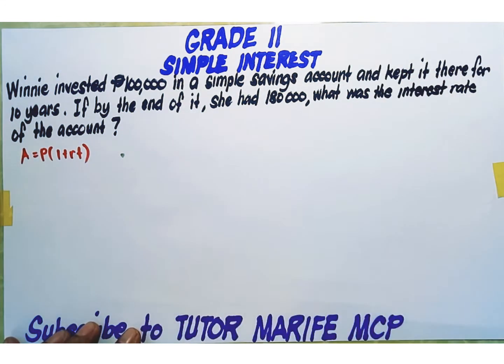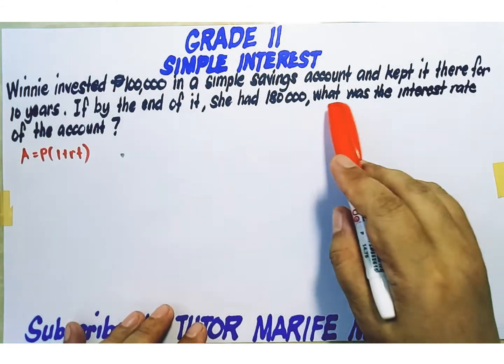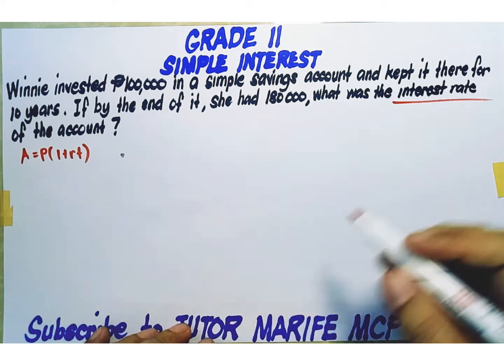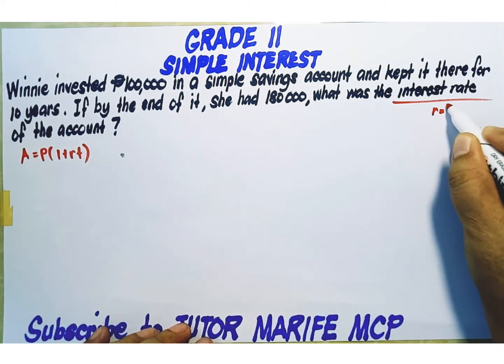Next, let's identify the unknown. What was the interest rate of the account? The unknown is very obvious. Interest rate. We are looking for R.